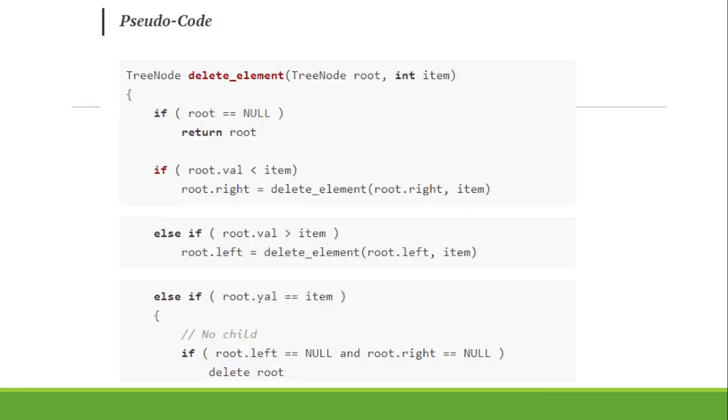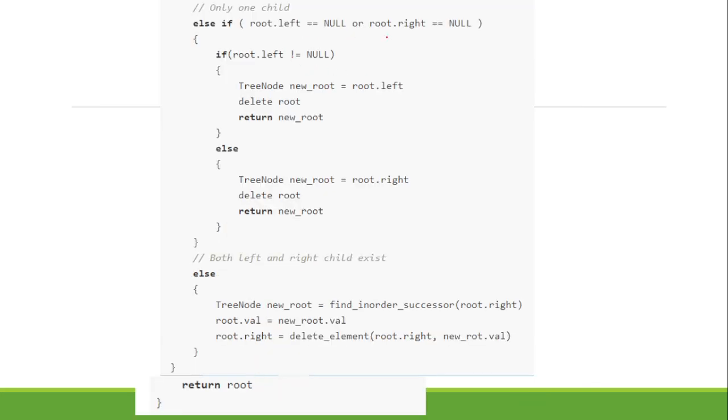Now it's pseudocode. If root equal to null, return root. The tree is empty. Otherwise, if the item to be deleted is less than root, recurse the procedure to the left subtree. Otherwise, if the value is equal to the item, we are at the node to be deleted. Then what is to be done? If there are no child nodes, delete it and free up the space. If there is one child, either left child is null or right child is null, then delete the node and attach its child to its grandparent.